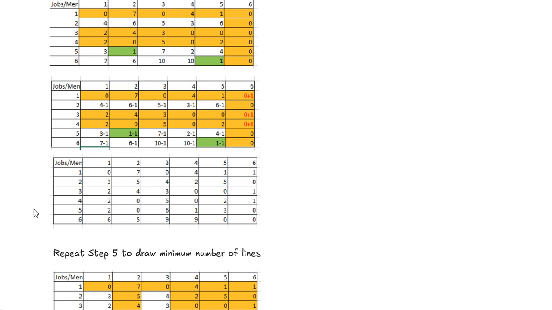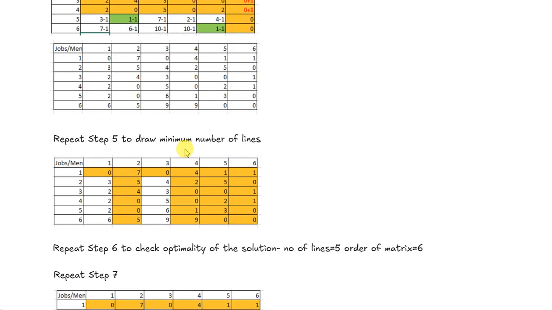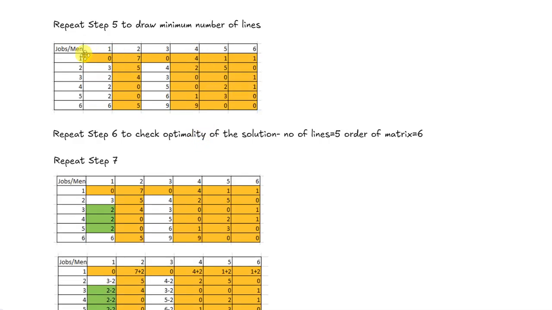Now, the steps after this are a repeat of what we have done earlier, which is you start again at step 5. Draw lines to cross out all the zeros. So for this improved matrix, I can use 1, 2, 3, 4, and 5 lines to cross out all zeros. The number of lines is 5. The order of the matrix is 6. So I have still not come to an optimal solution.